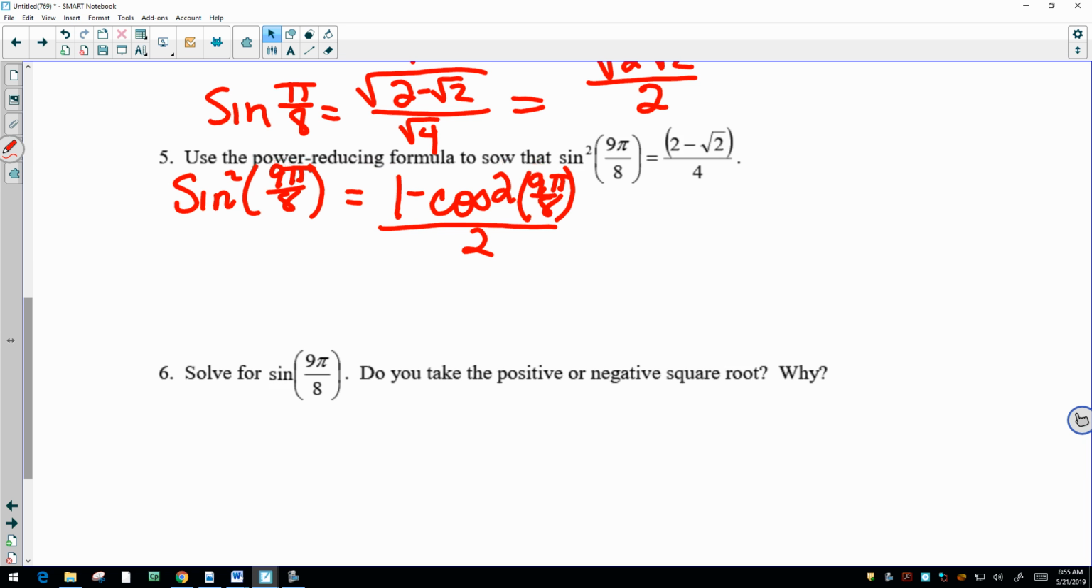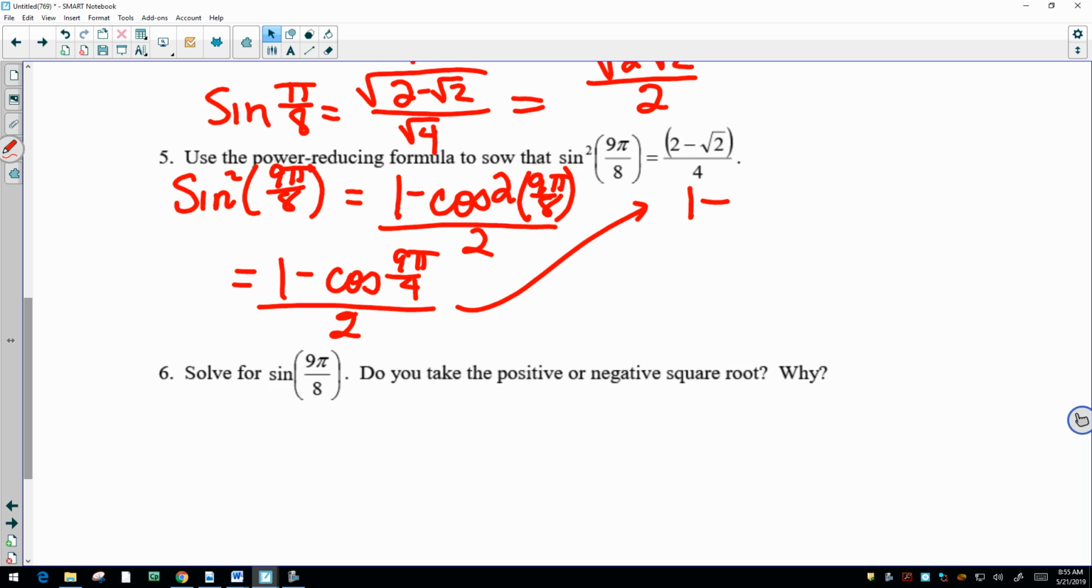Okay, so twice 9 pi over 8, well, that is going to give us 9 pi over 4. And 9 pi over 4 is really going to take us back around into that first quadrant and still give us that 45-degree angle in the first quadrant. So if we do that, again, we're going to get that same answer that we had up above, where we're going to have that radical 2 over 2 over 2. And if you take a look, this is the same exact thing that we had up above. So what does that mean? We're going to get the same exact answer as what we had up above.